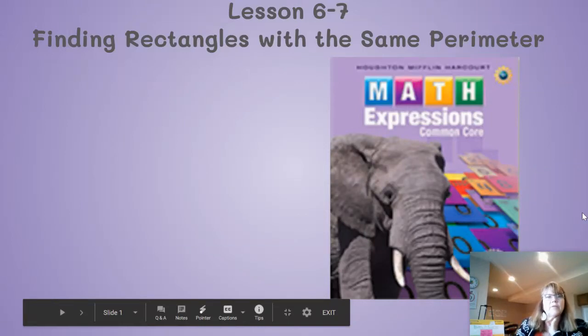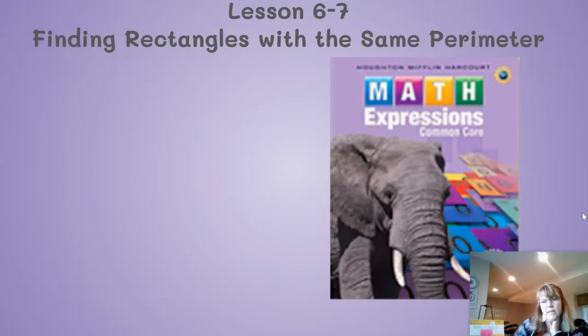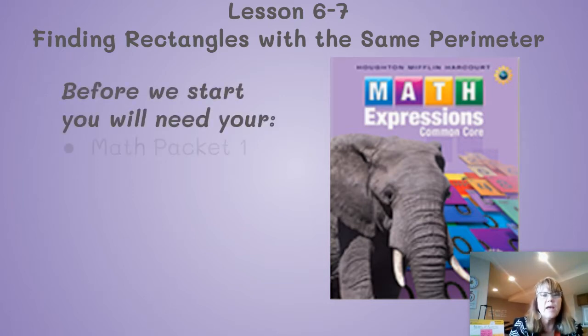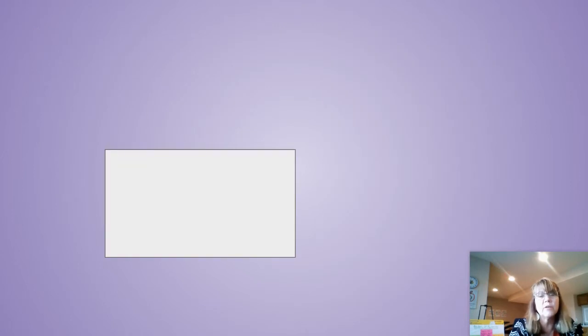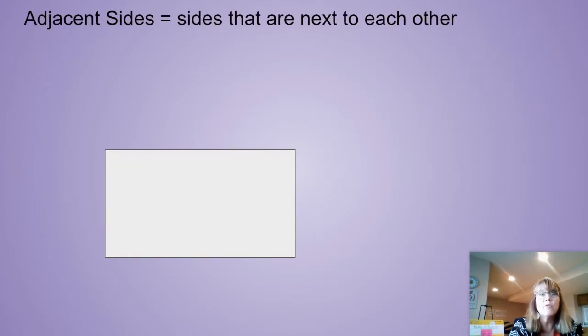Hi guys. All right, we're going to go a little bit backwards in our math packet back to lesson 6.7. So you will need that packet and you will need a pencil, a ruler to draw some straight lines, and an eraser. Actually, I don't know how many straight lines you'll actually need. Oh, you will need it. We are going to look at how we can have multiple rectangles with the same area and same perimeter too for the next part.